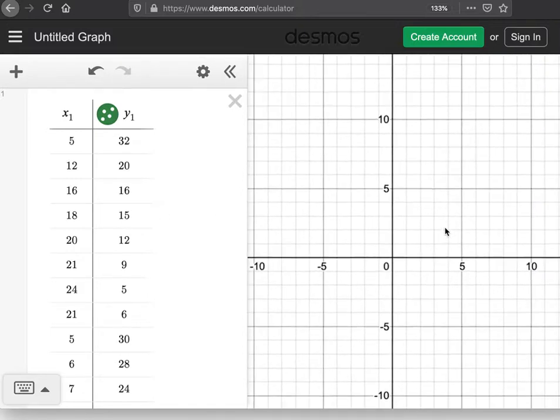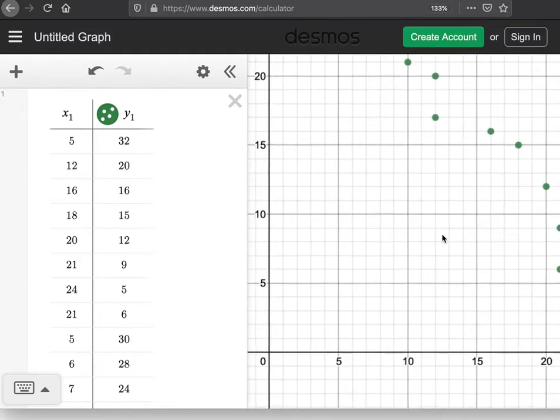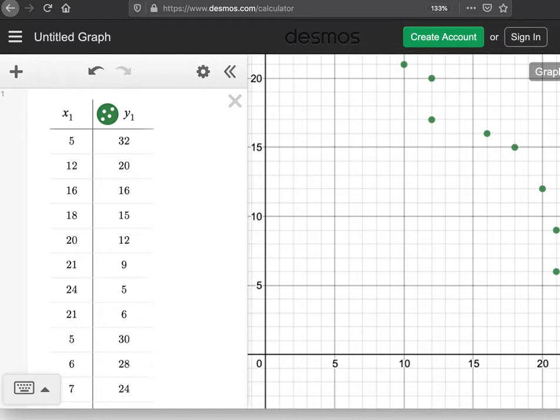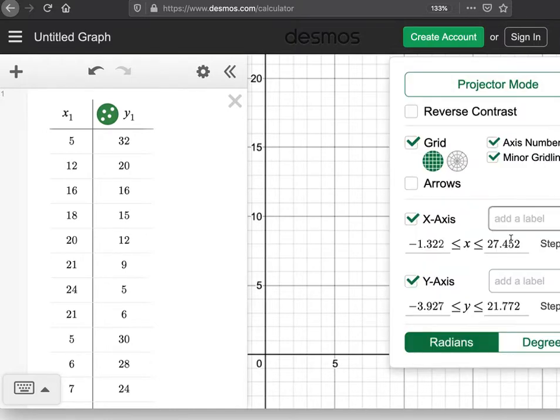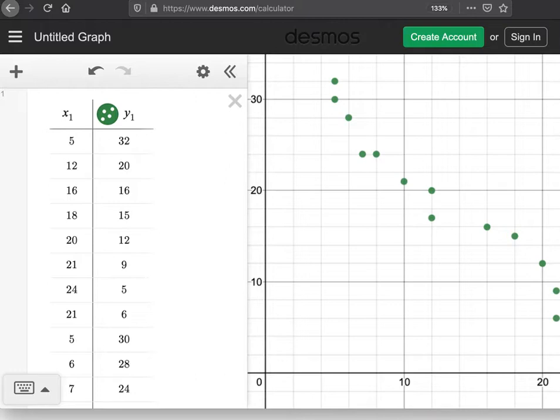Now if I want to look at those values, I can see where they are by moving my graph around. I can hit on the wrench to change the graph settings. My biggest x was 21, 24, so 27 is pretty good for that one. My y values I'm going to change a little bit. My biggest y value is 32, so I have to make sure I include that 32. So I'm going to make it 35 for that one. And now I have all of my y values in here.